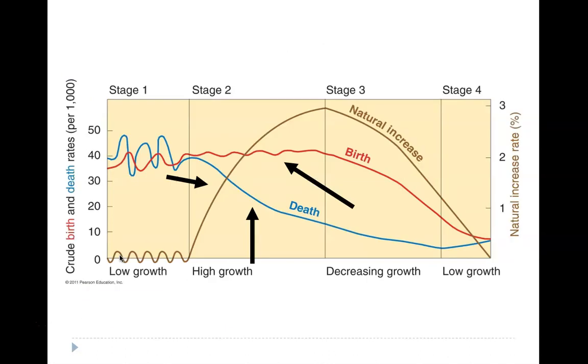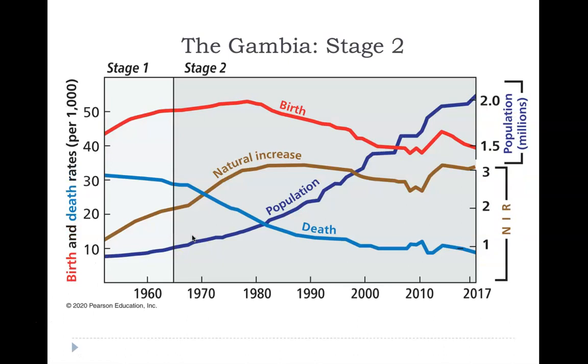Notice the crude birth rate stays the same. There's a cultural lag. People haven't figured out that they don't have to have as many kids as they once did. The death rate plummets due to technology and increase in wealth due to the Industrial Revolution, increase in medical things in 1950 and due to the medical revolution, and you see the natural increase rate go way up. This is a very steep curve right in here. It is exponential growth.